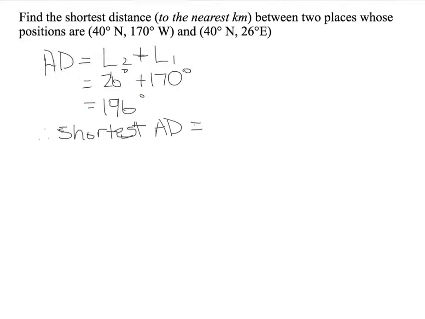Therefore, my shortest distance is actually going to be 360 take the 196, and that's going to tell me that my shortest angular distance is actually 164 degrees. So that's the side between the two points on that circle that is shortest. So now I have my shortest angular distance.